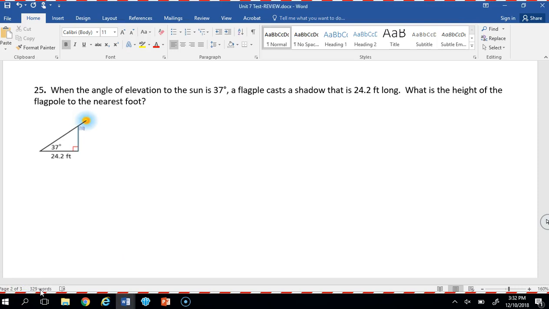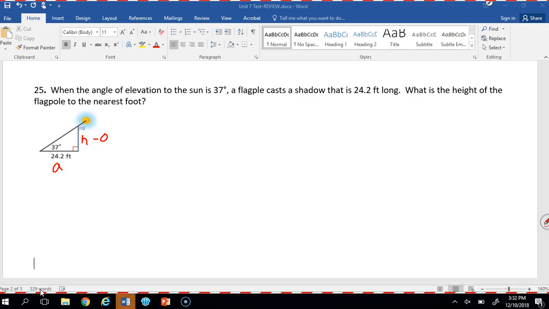So 25 says when the angle of elevation to the sun is 37 degrees, a flagpole casts a shadow of 24.2 feet long. What's the height of the flagpole to the nearest foot? So this is what we're actually looking for right here. We're looking for the height. So we want to see how these two sides of this triangle relate to that 37-degree angle. Now our height was our opposite and the 24.2 is our adjacent.